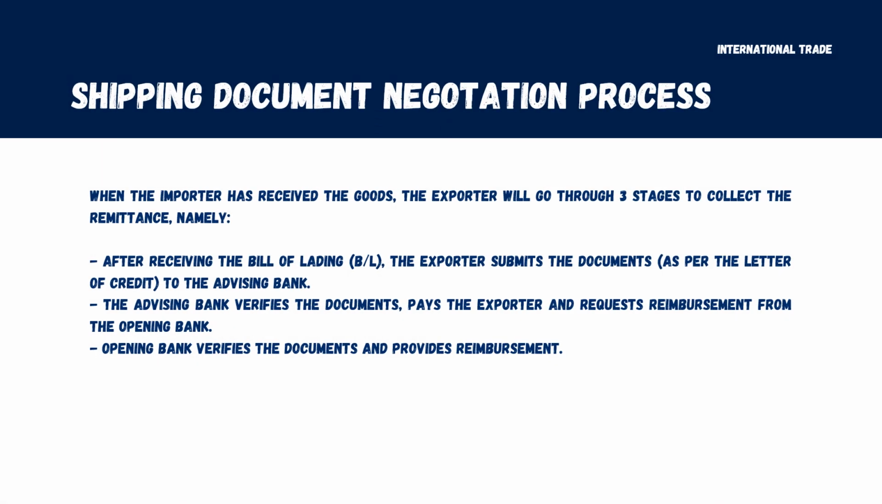Shipping document negotiation process. When the importer has received the goods, the exporter will go through 3 stages to collect the remittance, namely, after receiving the bill of lading, BL. The exporter submits the document, as per the letter of credit, to the advising bank. The advising bank verifies the document, pays the exporter and requests reimbursement from the opening bank. Opening bank verifies the documents and provides reimbursement.